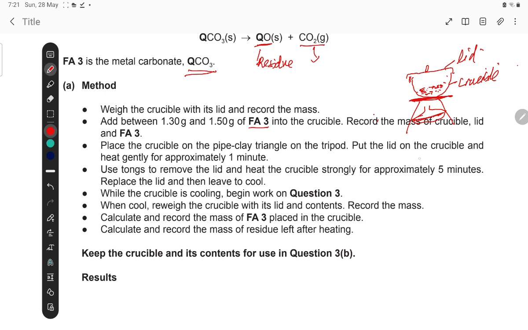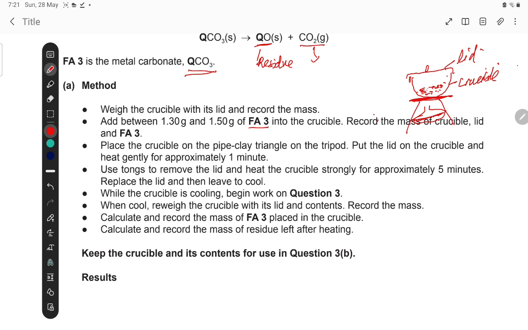Put the lid on the crucible and heat gently for approximately 1 minute. Why is the lid necessary on the crucible? To absorb water vapors from the air in the content.